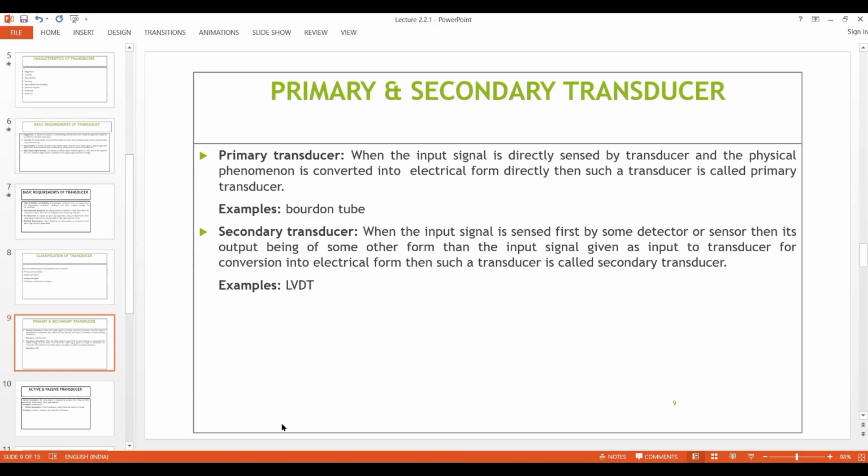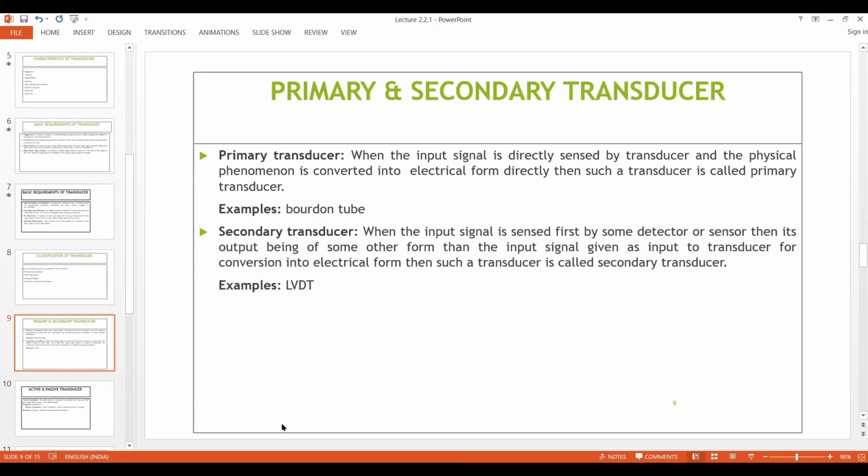Secondary: first it is sensed by something, then the output is basically dependent upon some conversion. That is a secondary transducer, and an example is the LVDT. We will study the LVDT in this video. It is very, very important, and you have to understand this.